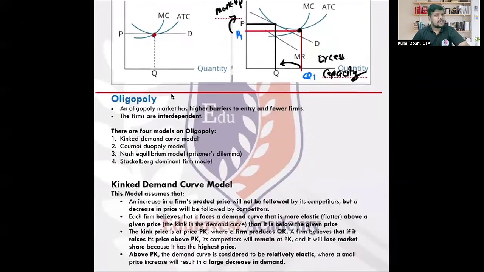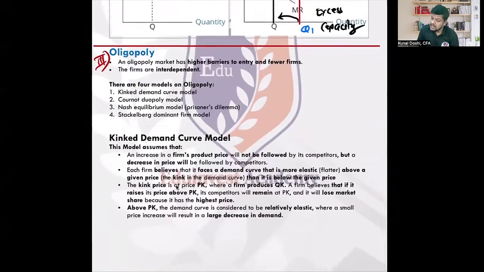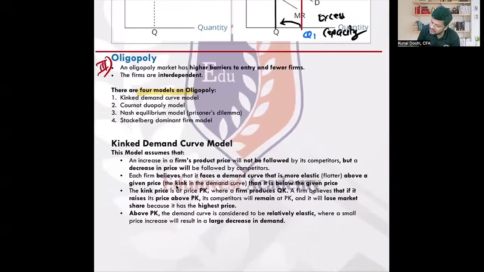For sure, you're going to get one question on oligopoly. It is their favorite also. But within oligopoly, actually, there are multiple fragmentations. They depend on the number of firms. So there are 4 models of oligopoly. The most famous is the kinked model. We'll first discuss the kink.